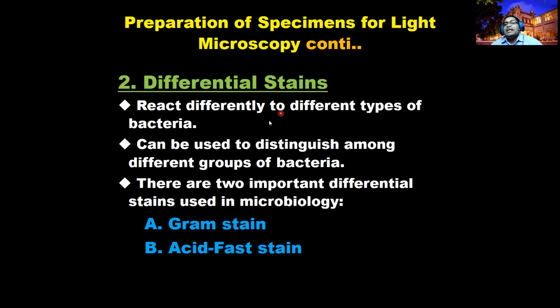Right? So reacting differently to different types of bacteria can be used to distinguish among the different groups of bacteria. That's what I told you. There are 2 important differential stains used in microbiology. One is the gram stain, the other one is the acid fast stain. Clear?